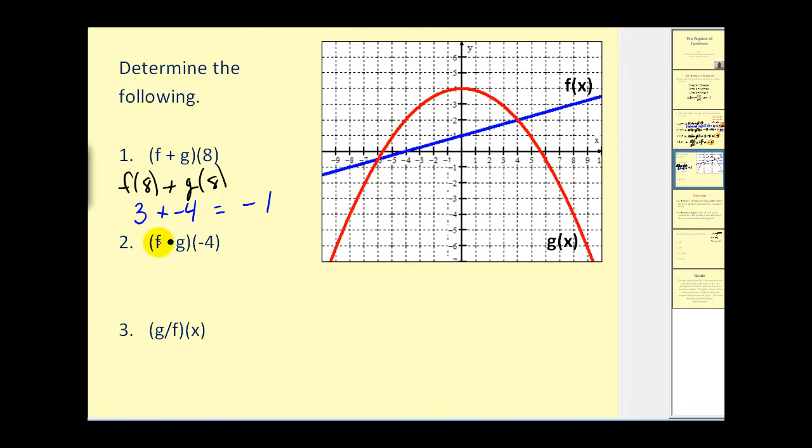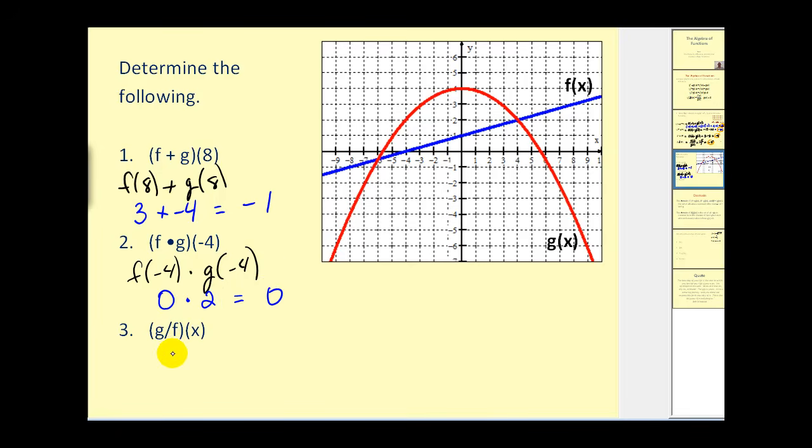On the next problem, (f · g)(−4) is equal to f(−4) times g(−4). Let's find these function values from the graph. f(−4), here's f, here's x equals −4, the y value or the function value is equal to 0, times g(−4). g is in red, g(−4) is equal to positive 2, which of course would give us 0.